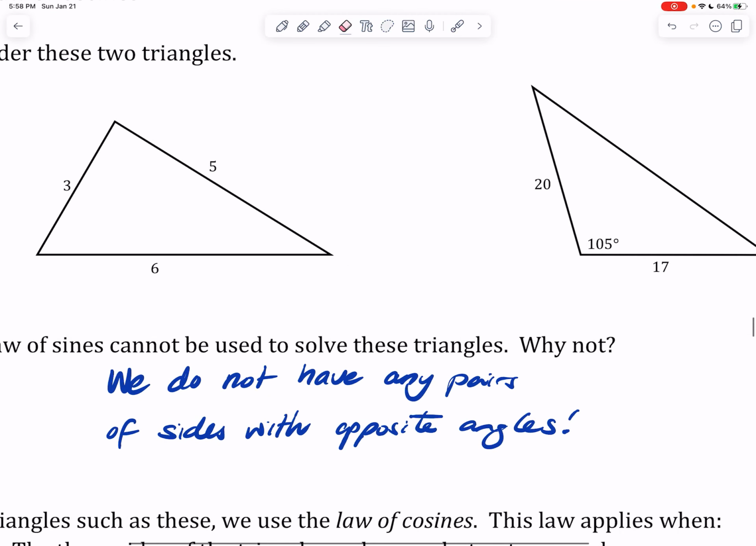The reason we can't solve those triangles with sine law is we don't have any pairs of sides with opposite angles. Yeah, you take a moment to write that down. I'm going to take some water.